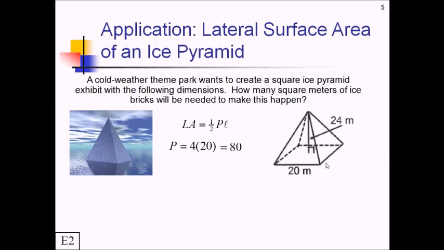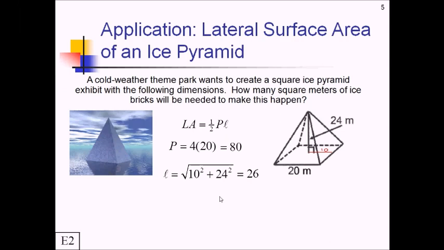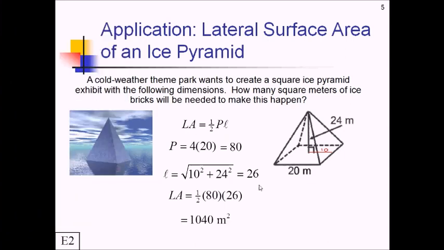Well, it's halfway across the pyramid to go from the center to the side, so that's 10 meters. So we have the square root of 10 squared plus 24 squared, and I'll use the calculator for this. So plugging that in and square rooting it, we've got 26. So then we've got 1/2 times 80 times 26, and I'll use the calculator again. So 0.5 times 80 times 26 comes out to 1,040, and that'll be square meters.